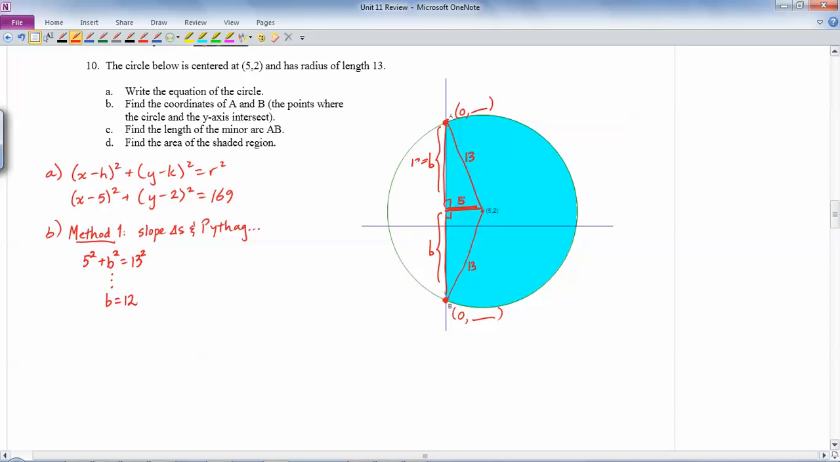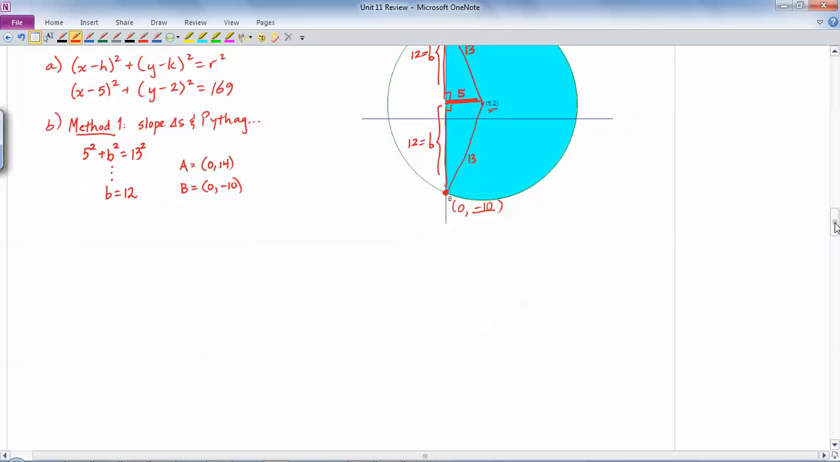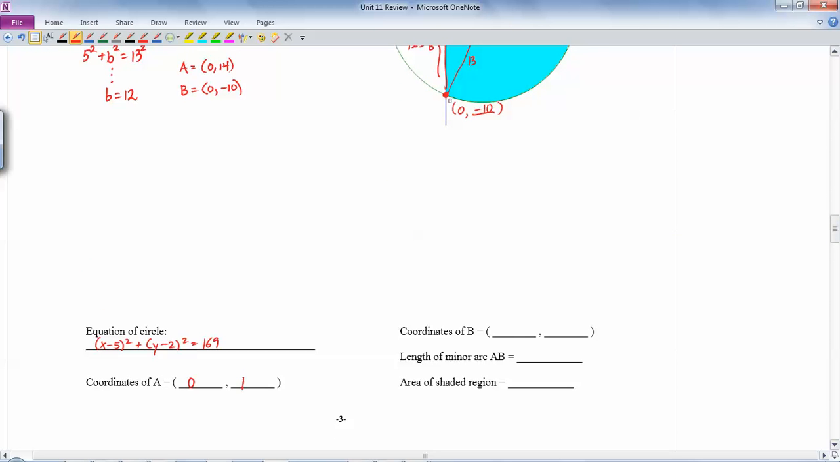So 12 up, 12 down. So then we can just count over 5 units to the left and 12 up and 12 down from the center point to figure out where we are. Well, 5 units to the left gets me x equals 0. 12 units up from 2 gets me to 14. And 12 units down from 2 gets me to negative 10. So A is going to be at the point (0, 14). And B is going to be at the point (0, negative 10). Which I can copy down here. A is (0, 14). B is (0, negative 10).